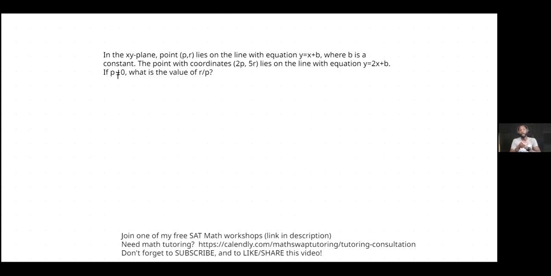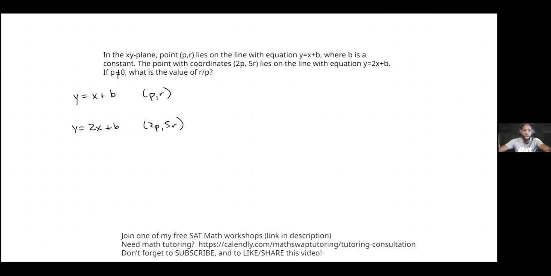So if point PR, let's go ahead and write some things down here. So if you have this equation, y equals x plus b. If PR is on that line, that means when we plug that in, then that will make that equation true. So then you have the other equation, and it has the point 2p and 5r.